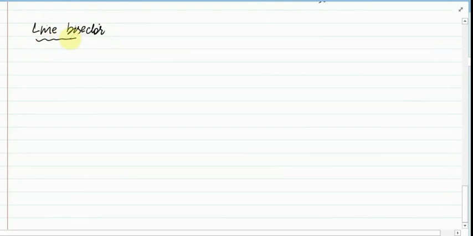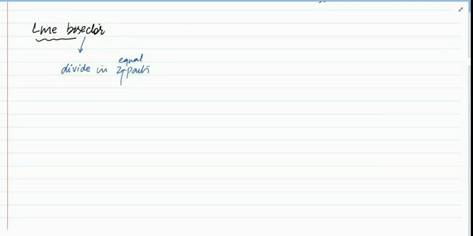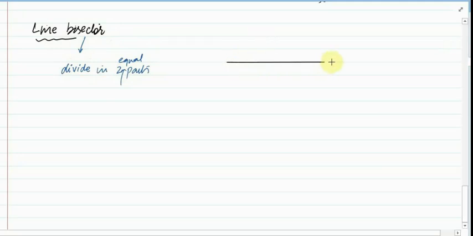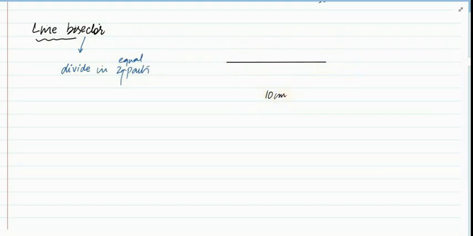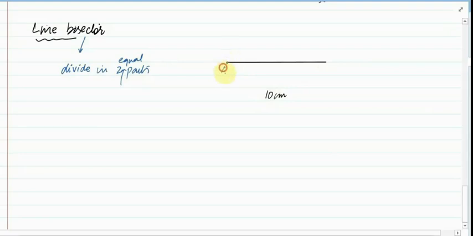Now first thing, what is a line bisector? Bisector means divide into 2 equal parts, that is meant by a bisector. Let's suppose we have a line 10 centimeter. We need to draw the bisector of this line. How we do that? Let's suppose we have a point A and we have a point B.